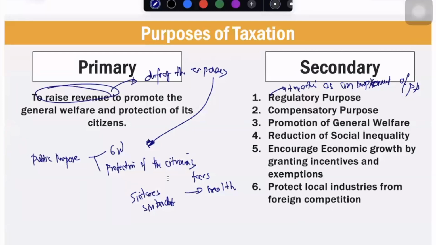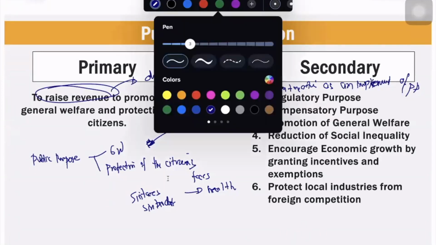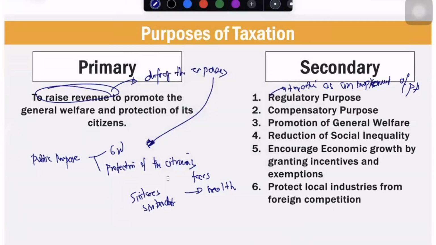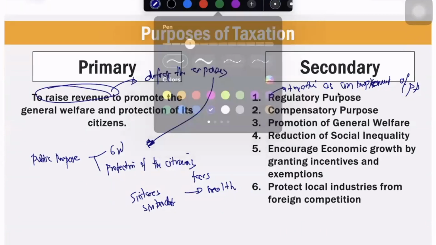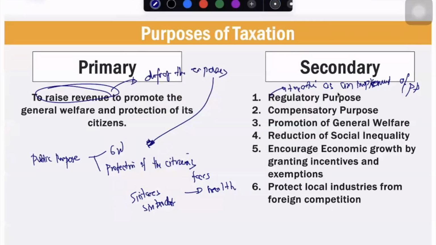Another secondary purpose, the reduction of social inequality. So when we say social inequality, we try to balance. Those who earn more are taxed more. Those who earn less are taxed less. So that is again based on the ability to pay theory. That's why we also use the progressive system of taxation. Normally, you can see this through the use of the progressive system of taxation. Why? Because if your income is higher, you are taxed higher. But if your income is in the lower bracket, then you are taxed lower.